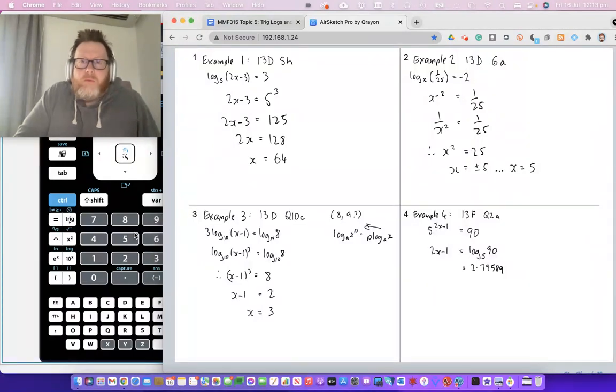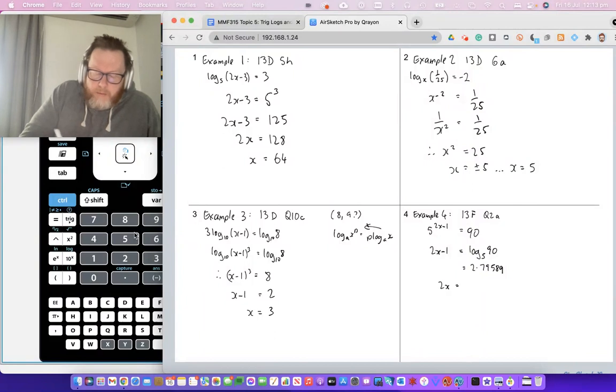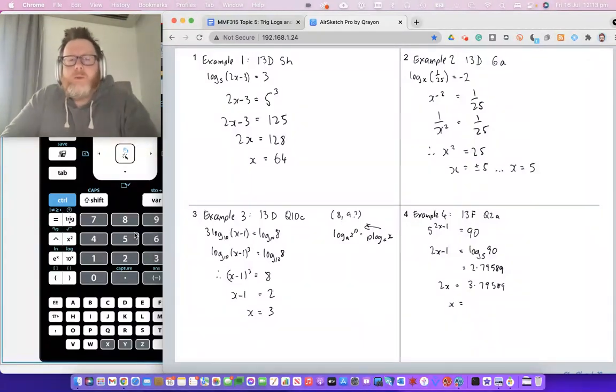To solve an equation, we're trying to work out what x is. We don't have x yet. All we have is 2x minus 1. So I'm going to have to add 1 to that. I can do that without a calculator, I reckon. And now I can divide by 2. Okay, so that's what I need to work out.